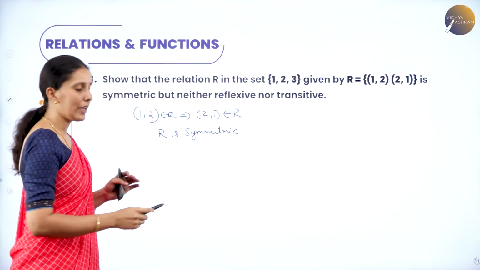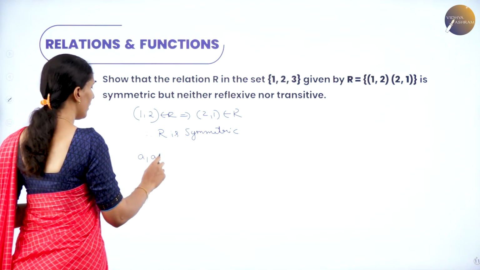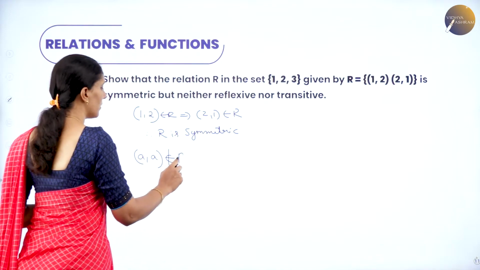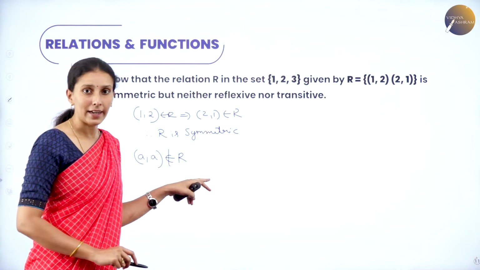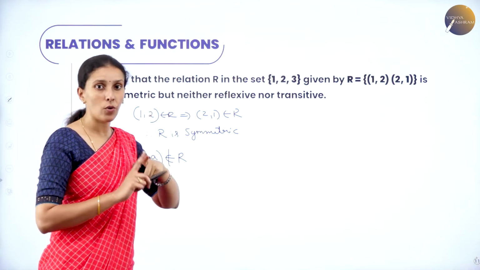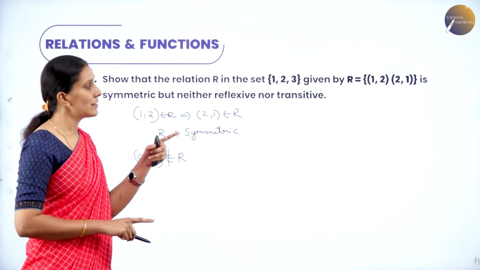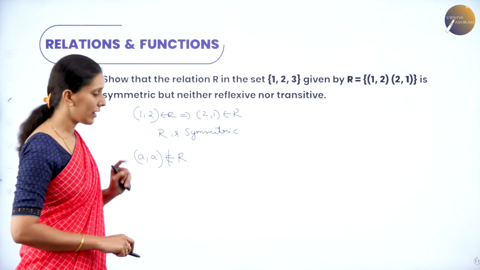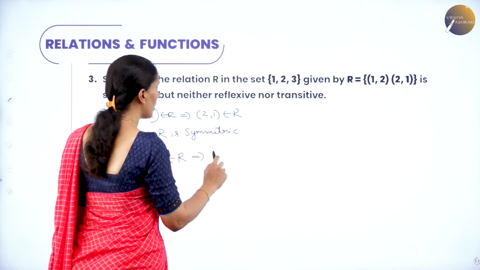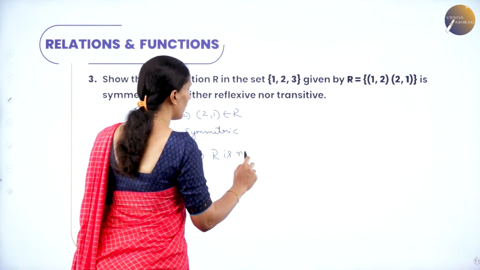But we don't find any element in the form (a,a) which belongs to R. We have 1 inside the set, but we don't find (1,1) inside R. We have 2 inside the set, but we don't find (2,2) inside R. Similarly, we have 3 in the set, but we don't have (3,3) in the R. So, therefore, this implies what? R is not reflexive.